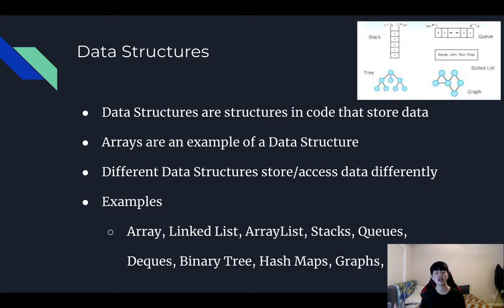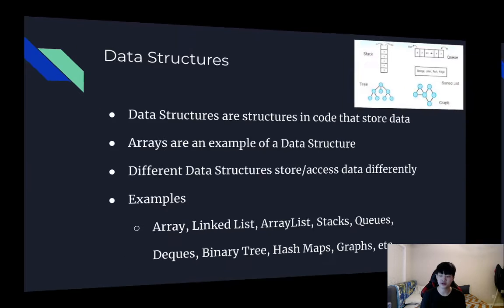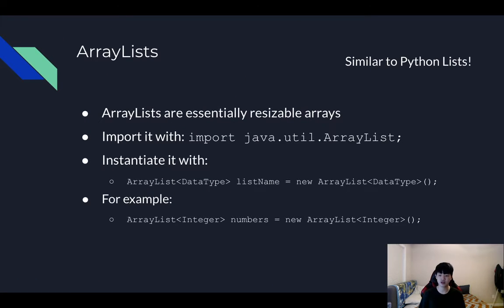So, what are data structures? Data structures are structures in code that store data. It's really intuitive. An array, like the one that you're used to seeing, is an example of what a data structure is. And different data structures can store or access data differently. There are a bunch of examples listed here, but there are going to be 4 that we're going to be talking about, including array lists, right?